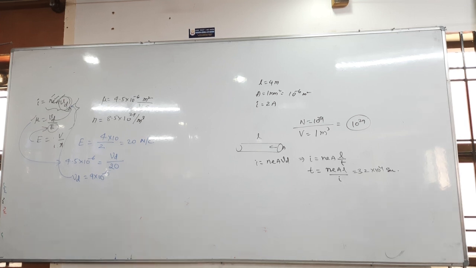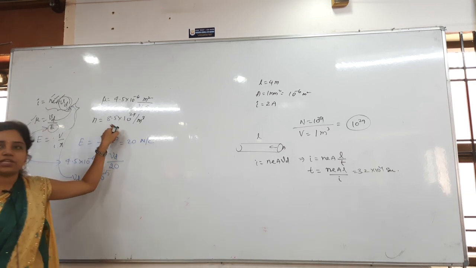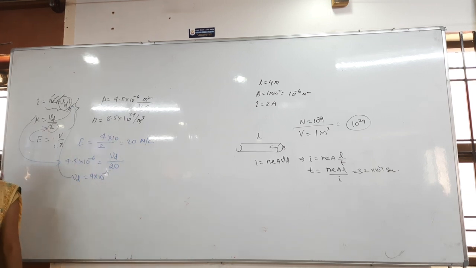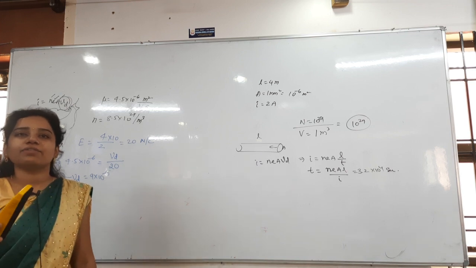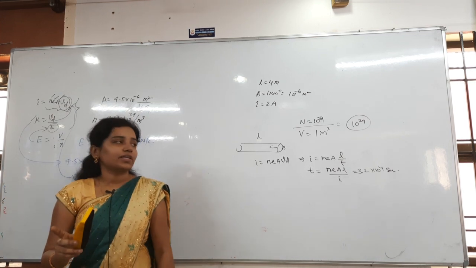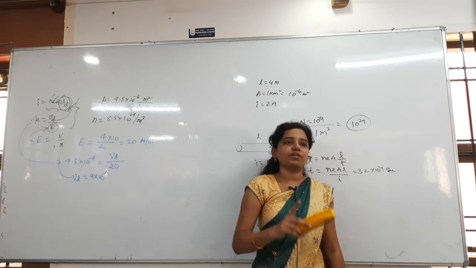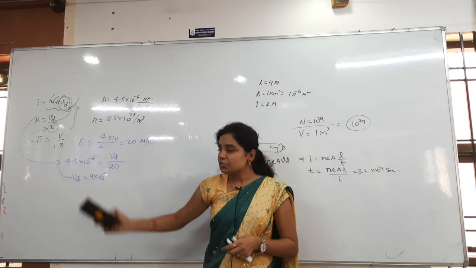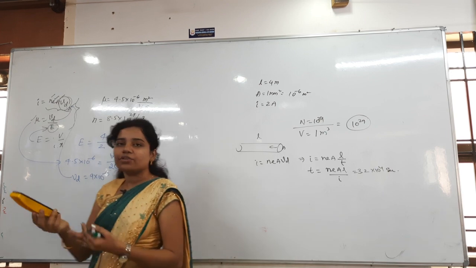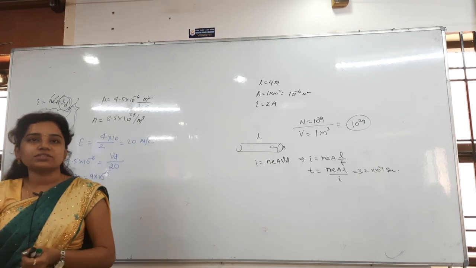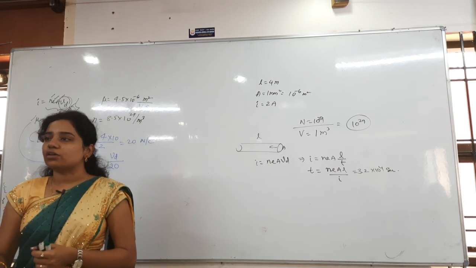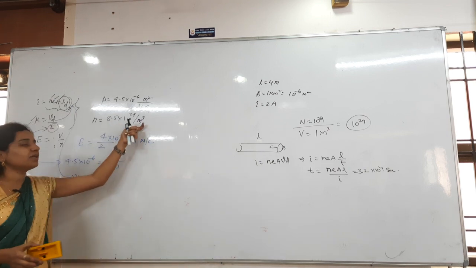This terminology is important here. I have mentioned two types of n values. One is directly given in the problem: each cubic meter is containing how many electrons, 10 power 29, which is the small n value. In this problem, they have not given small n, they have given the density of electrons, this many per meter cube.